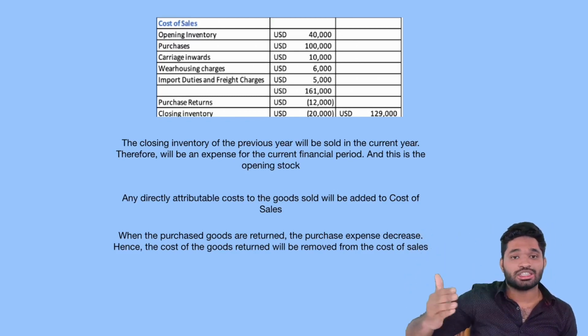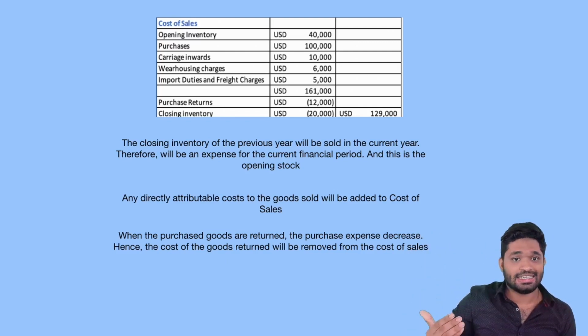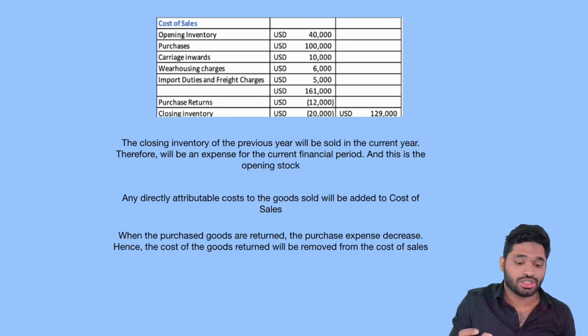And then when you return 20,000 of it, the cost of the goods will come down to 80,000 because you are returning 20,000 worth of goods, right? So when there are purchase returns, the cost of the goods will reduce. So this will be shown as a deduction in your cost of sales calculation.